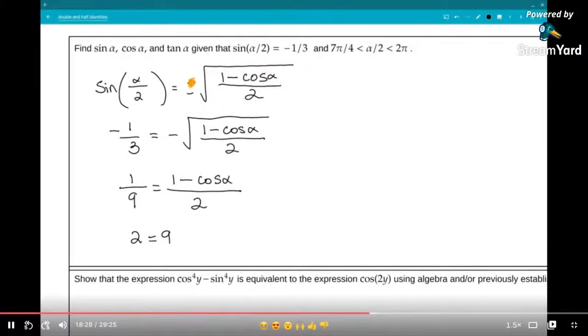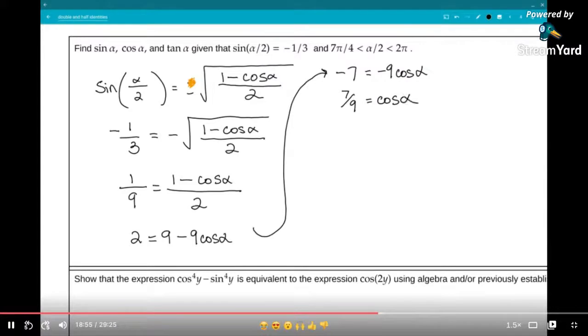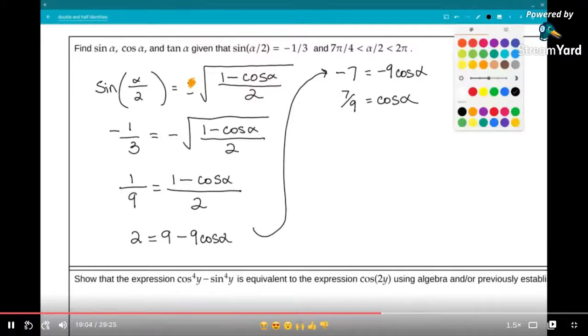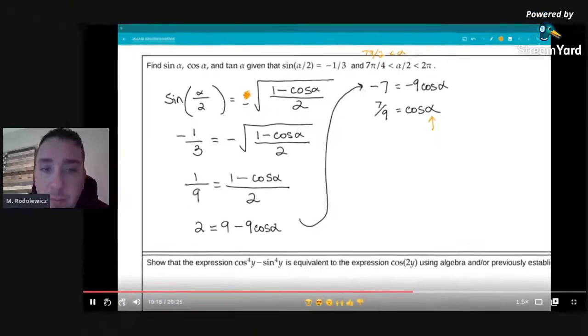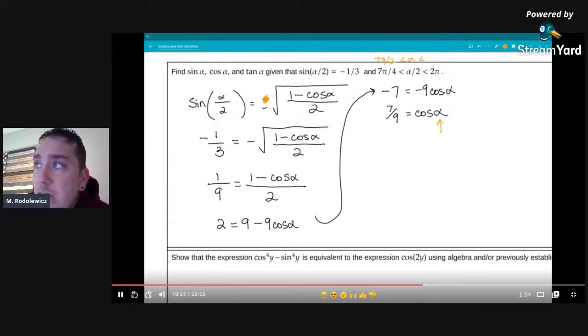So from line 2 to line 3, I squared both sides. From line 3 to line 4, I used cross multiplication, making sure you distribute the 9 into both those terms. Now I'm just applying basic algebra steps, subtracting 9 on both sides, and then dividing by -9. And we have the cosine of alpha is 7/9. Which quadrant are we in? Wait a minute. This is cosine alpha, and we have information about alpha over 2. So I need to multiply that inequality by 2 throughout to find out information about alpha.